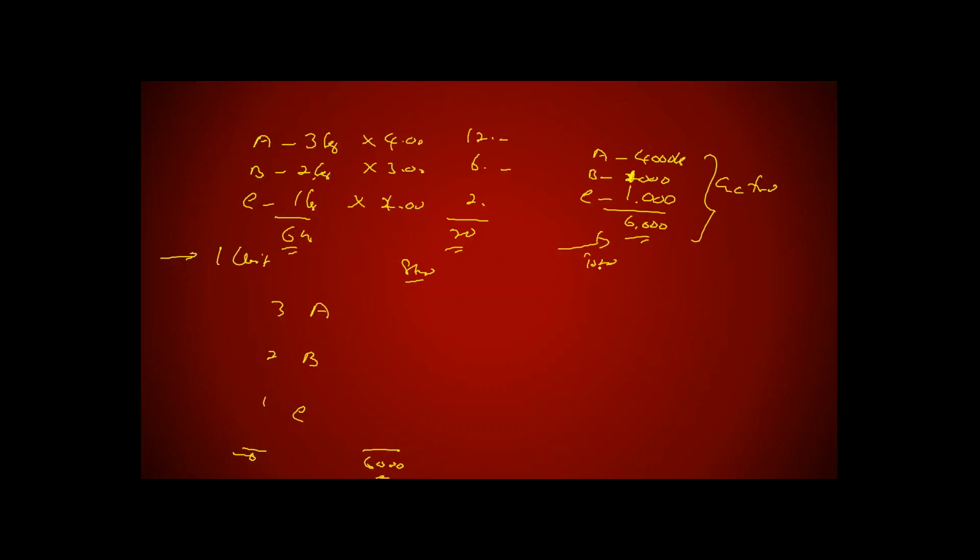What I'm asking is, if that's 6,000, and you mix according to the standard 3:2:1, how much of A should be there in that standard? Very simple. If the total input is 6, we need 3 kilograms of A. If the total input is 6,000, how many kilograms do you require of A?